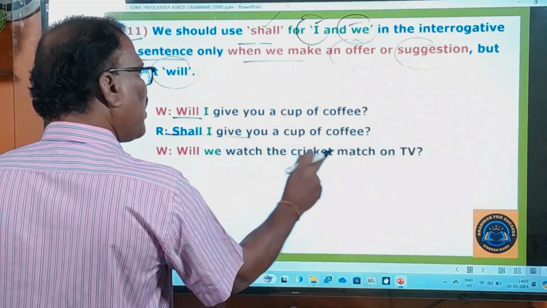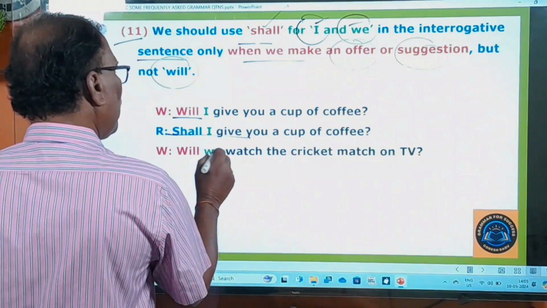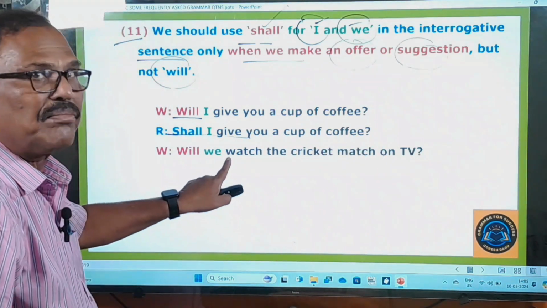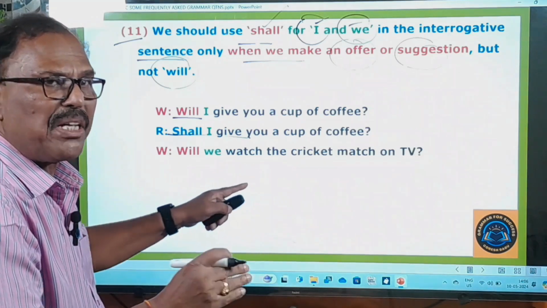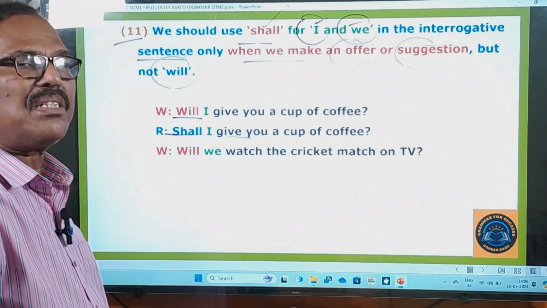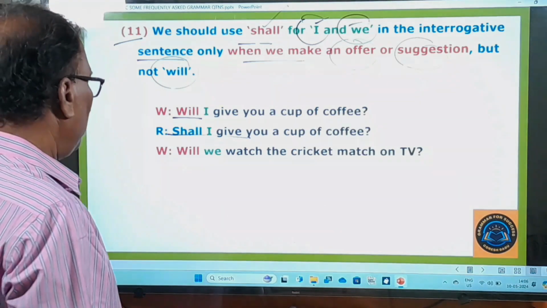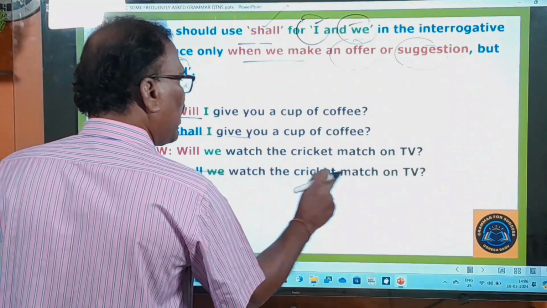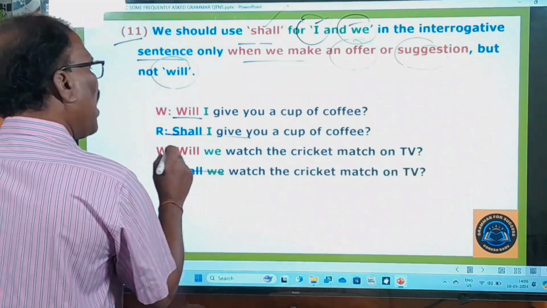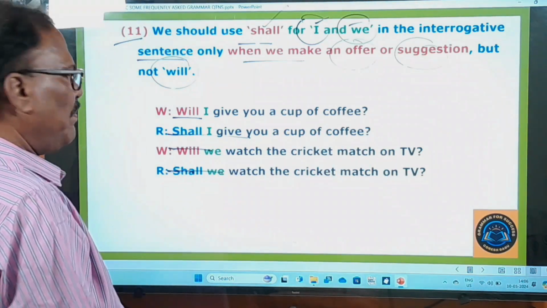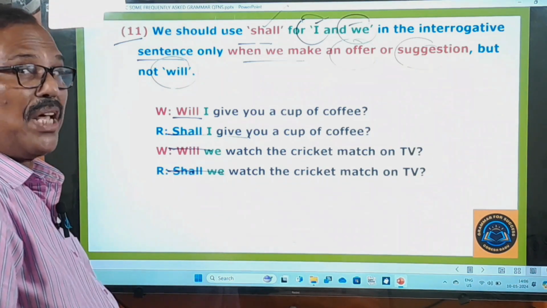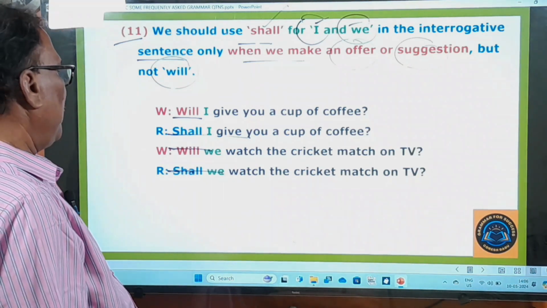Will we watch the cricket match on TV? మనము టీవీలో క్రికెట్ మ్యాచ్ చూడాలా? మన టీవీలో క్రికెట్ మ్యాచ్ చూడాలా is meaningless. తెలుగులో కూడా మీనింగ్లెస్. ఇంగ్లీష్లో ఎట్లుండాలి? Shall we watch the cricket match on TV? టీవీలో మనము క్రికెట్ మ్యాచ్ చూడాలా? It's a proposal, it's an offer, it's a suggestion. Shall we చూద్దామా? Okay.